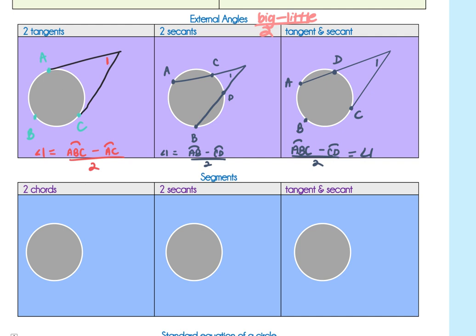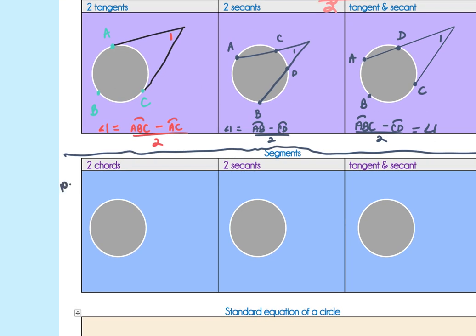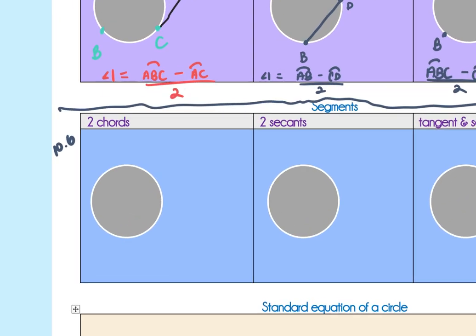Questions on those? All right, then came all the segments, and this was 10-6. There were 3 different theorems using segments. The first was 2 chords.